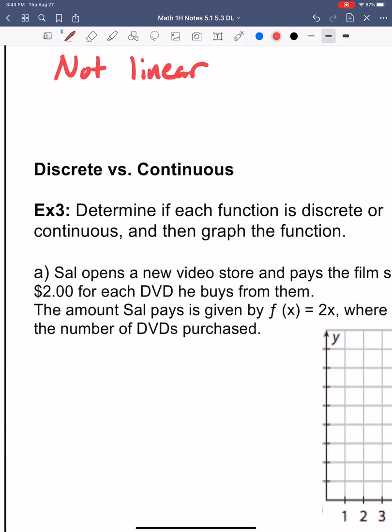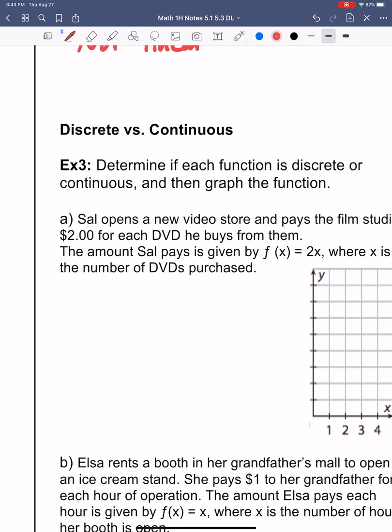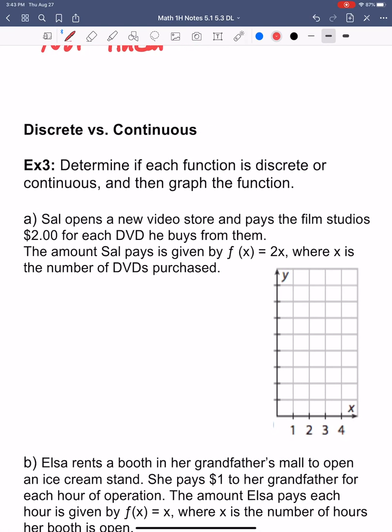All right, real quick, we're going to kind of review discrete versus continuous. We've talked about this before. It says determine if each function is discrete or continuous, and then graph the function. Sal opens a new video store and pays the film studios $2 for each DVD he buys. Okay, the amount Sal pays is given by this function, f of x equals 2x, where x is the number of DVDs. So x represents the number of DVDs. So if I wanted to, I could label that down below here on the graph, right? These are the DVDs.